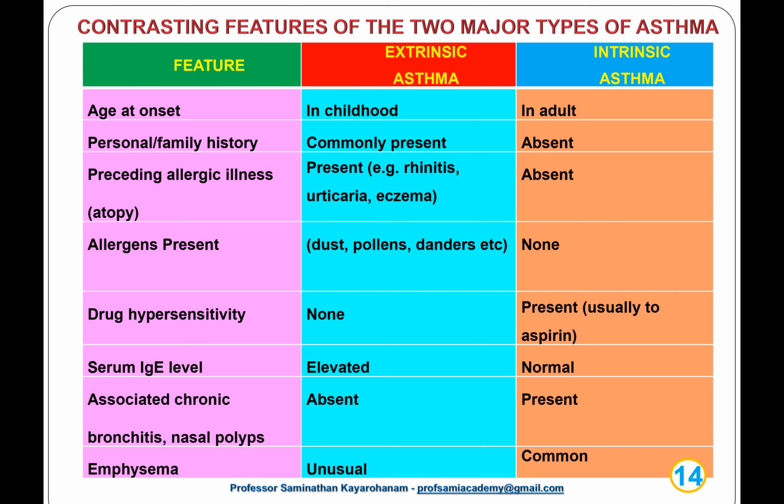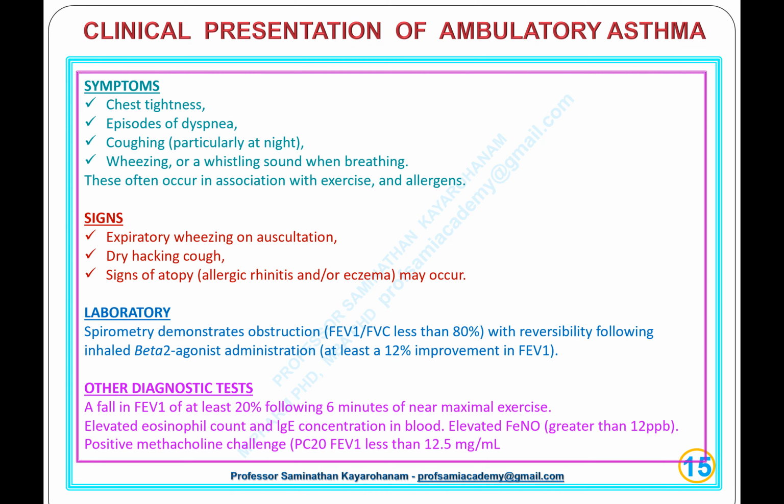Emphysema, unusual in extrinsic asthma, common in intrinsic asthma. Next slide. Clinical presentation of ambulatory asthma. Ambulatory care or outpatient care is medical care provided on an outpatient basis, including diagnosis, observation, consultation, treatment, and intervention. An ambulatory patient is a patient who is able to walk around.